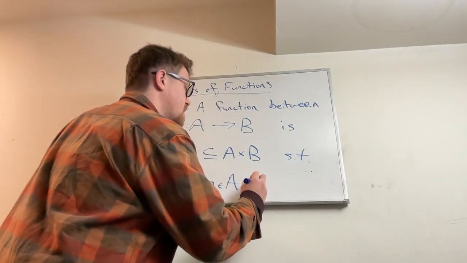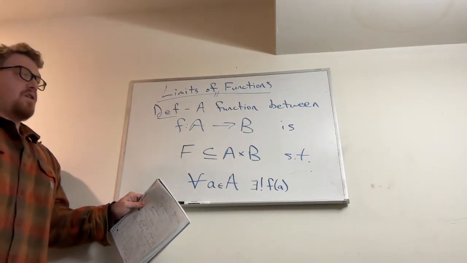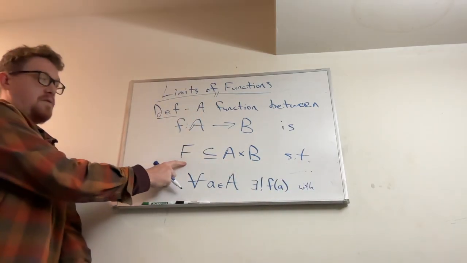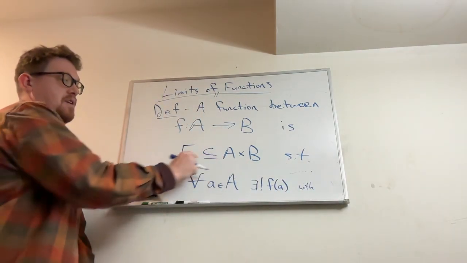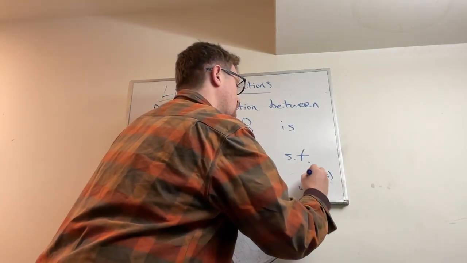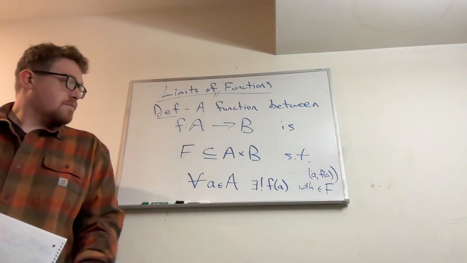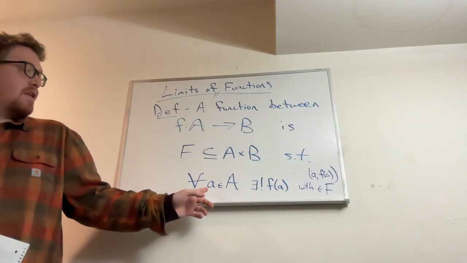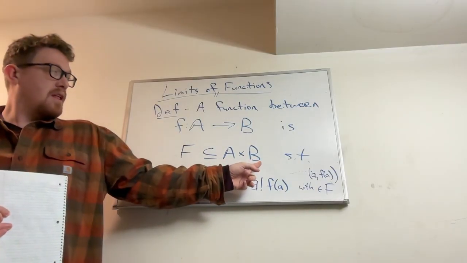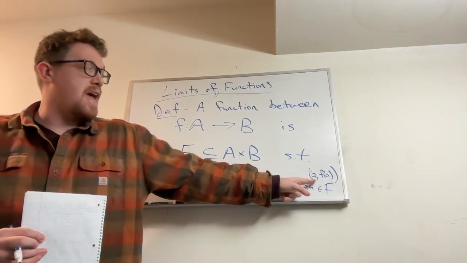So there exists a unique element which we'll call f of a, with the property that a comma f of a is in big F. Okay, so basically you're not missing any a's from here, so every a is given some output. There are no a's missing here, and for each a there's actually a unique f of a such that a comma f of a is in F.